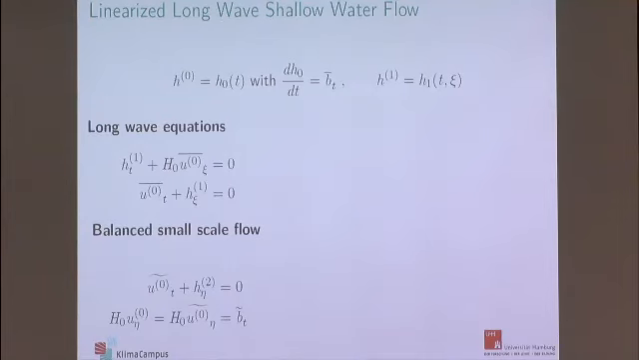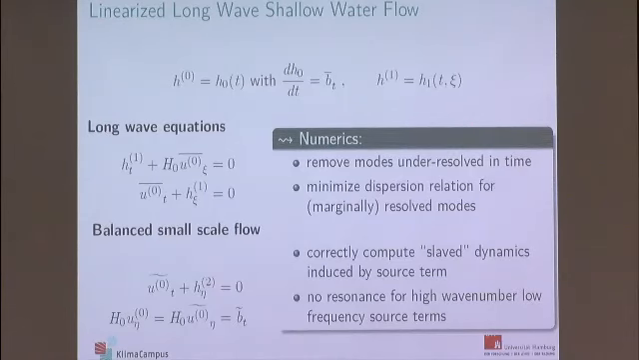On the small scale, however, we have the small scale balance between the evolution of the bottom topography and the divergence of the velocity. And the next order height is some kind of Lagrange multiplier, or takes the role of that. What does it mean for the numerics?